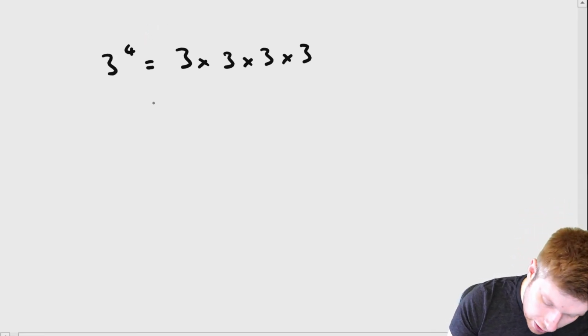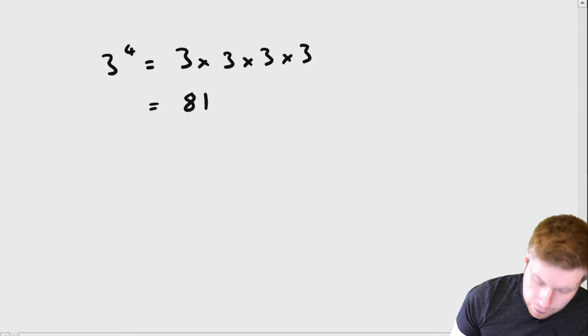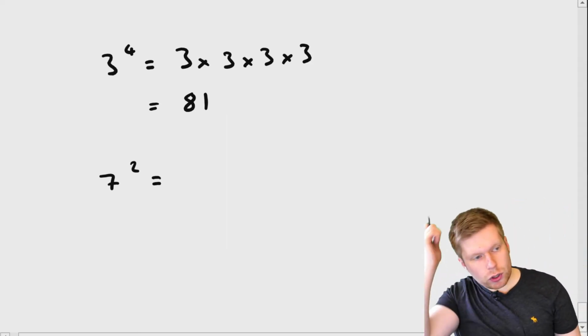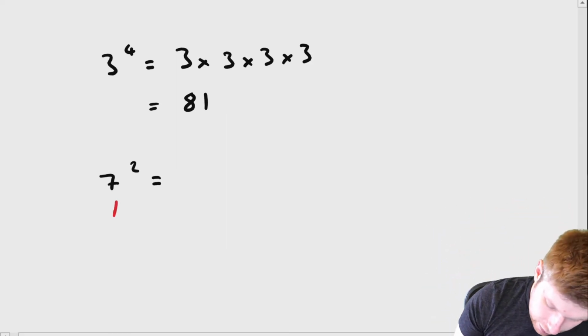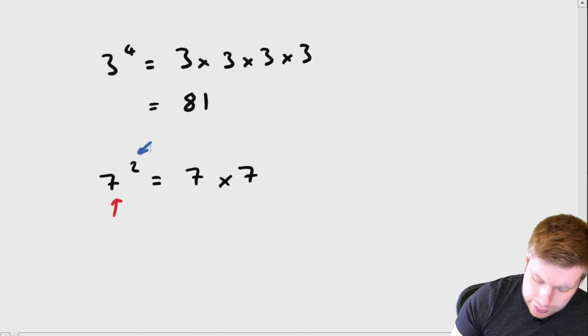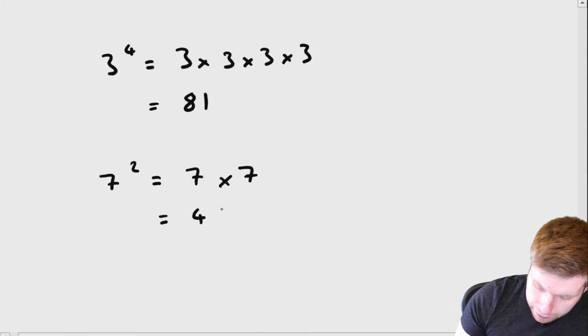So in this case, 3 to the power 4 should be 81. If I gave you 7 to the power of 2, that means you take the 7, because the base is 7, and you multiply it by itself 2 times, because that is the power or the index. That tells you how many times you're multiplying by itself. So in this case, this should be 49.